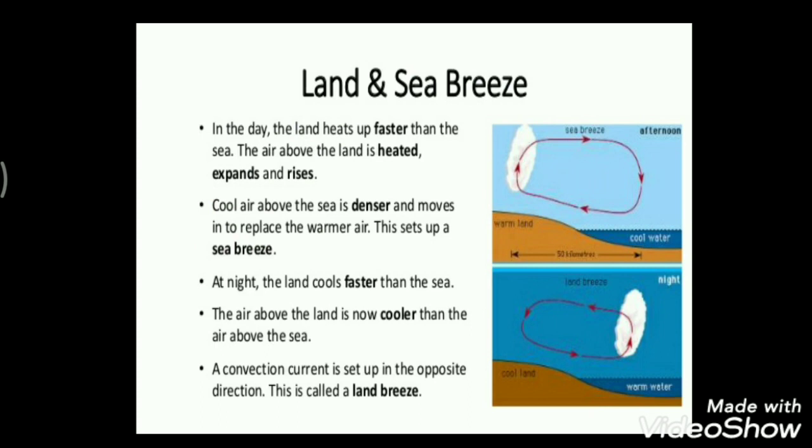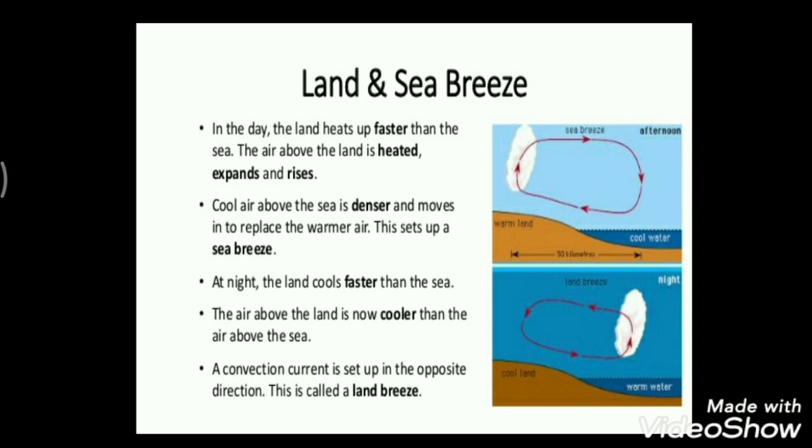As we know, the land heats up faster and also cools faster than water. So in the daytime the land heats up faster than the sea. The air above the land is heated, it expands and it rises. Now the cool air above the sea is denser and it moves in to replace the warmer air over the land. So this sets up a sea breeze.